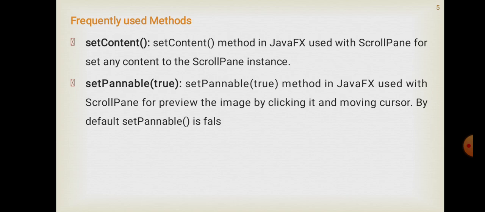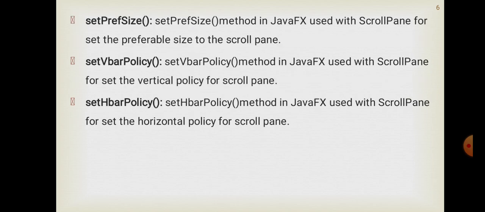What are the methods we are using in this? We are using setContent and setPannable. setContent is used with the ScrollPane to set any content to the scroll pane instance. setPannable takes a value of either true or false. It is a method in JavaFX which is used to preview the image by clicking or moving the cursor on the scroll pane. By default, the setPannable value is false.